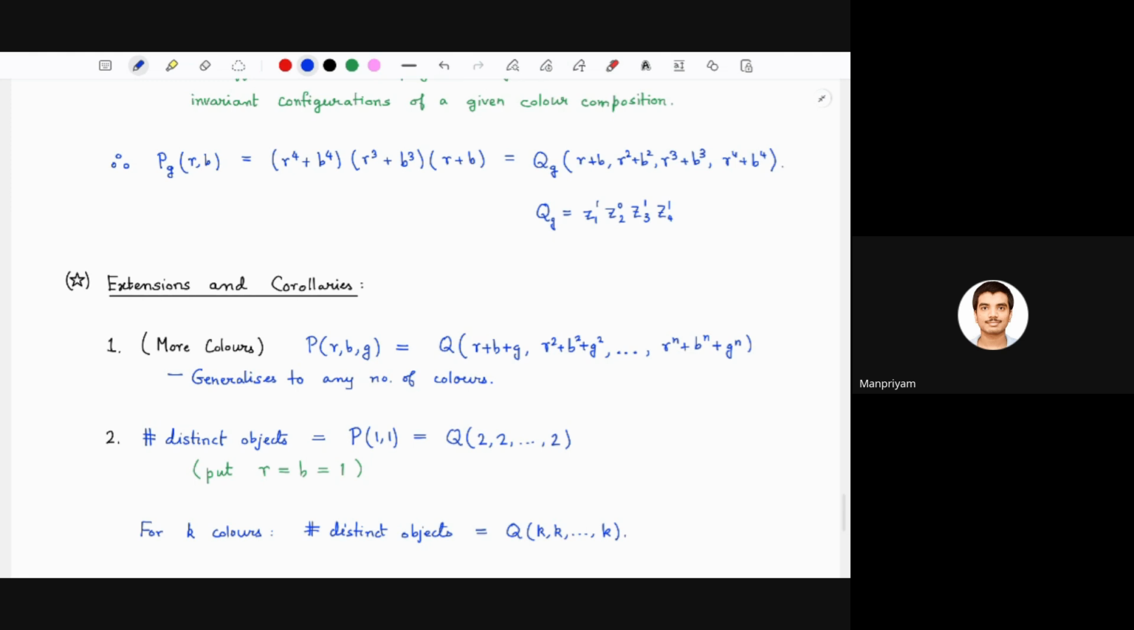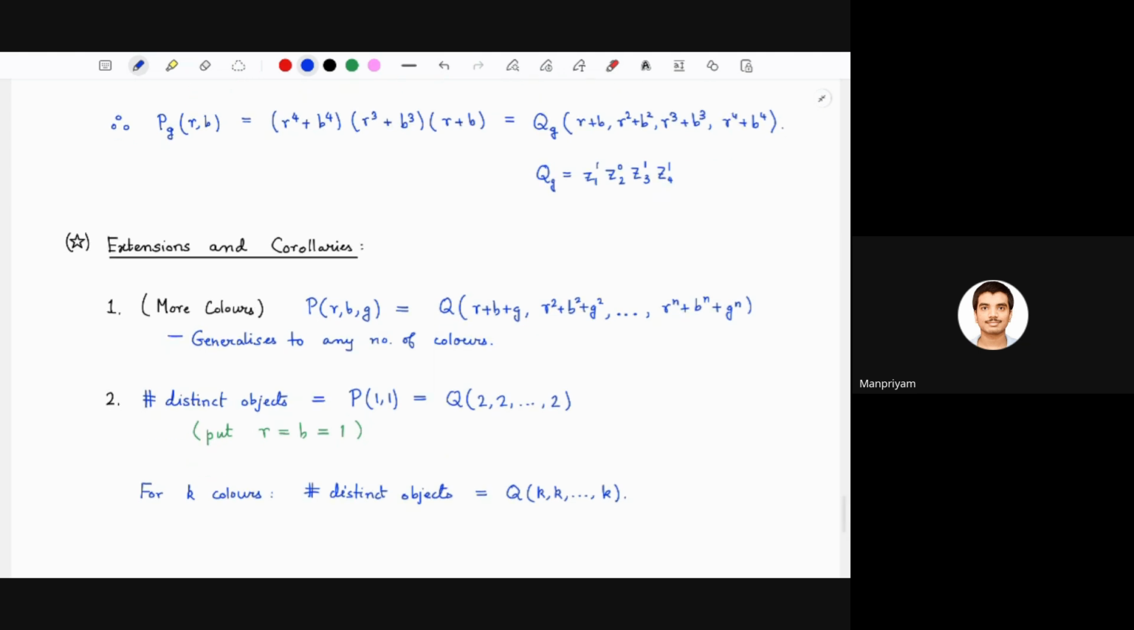But if I want to go back to our previous problem, how many distinct objects are there? Just put R equal to B equal to 1. That'll add up the coefficients and give you the number of objects. Once you have found this polynomial Q, it's an easy procedure: you just take the average of those polynomials, and those polynomials are just Z1 to the power number of 1 cycles, and so on. So it's an easy procedure to find this capital Q. But once you have done it, you are basically done. The number of distinct objects is just Q of 2, 2, 2 if there are 2 colors, and if you have k colors, it's just Q of k, k, k.